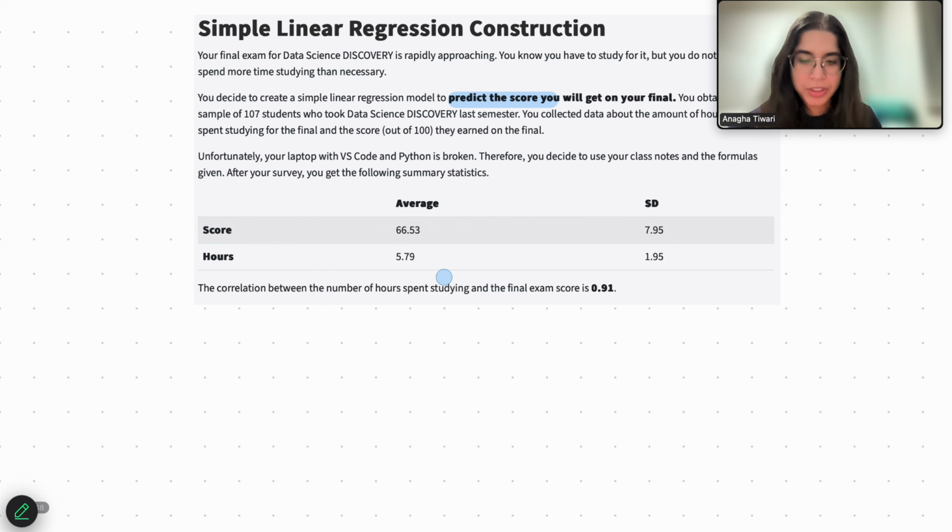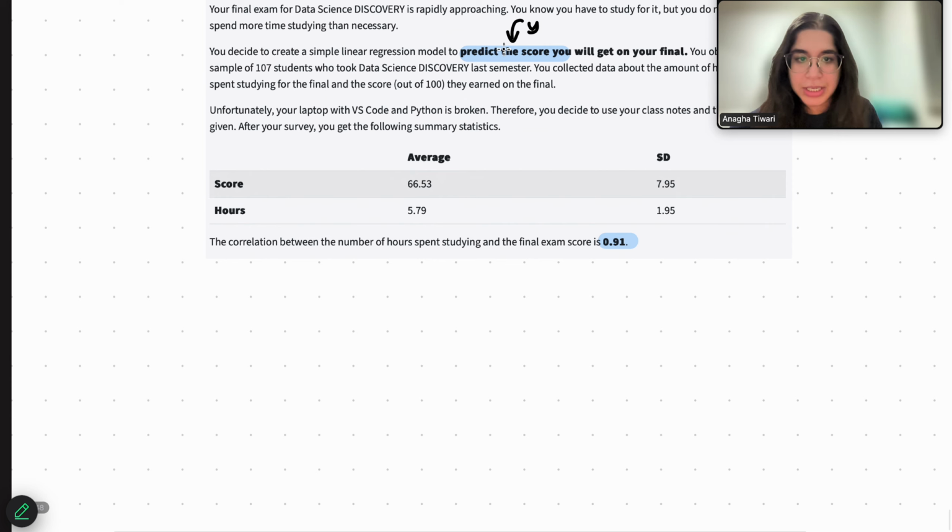And the correlation between the number of hours spent studying and the final exam score is 0.91, right? So here, since we want to predict the score, this is going to be our y variable or dependent variable. So x will be the hours, which is basically the independent variable, and y is the score, which is our dependent variable.